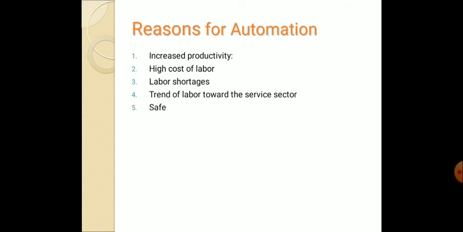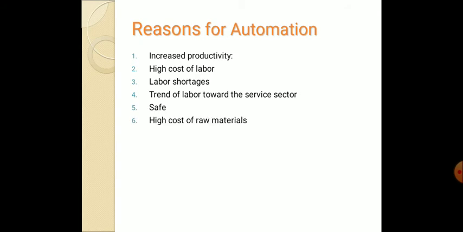Next one is safety. By automating the operation and transferring the operator from active participation to the supervisor level, work is made safer. The safety and physical well-being of a worker has become a national objective with the enactment of the Occupational Safety and Health Act of 1970.